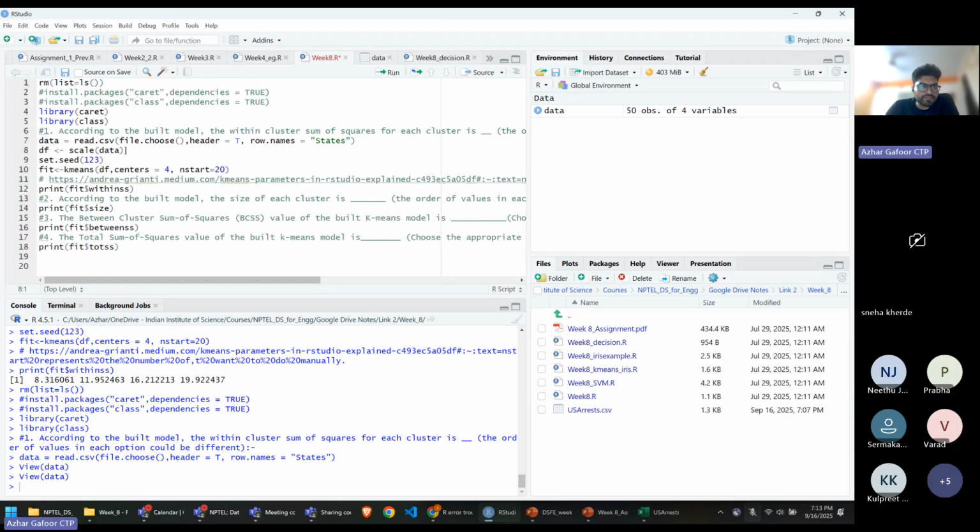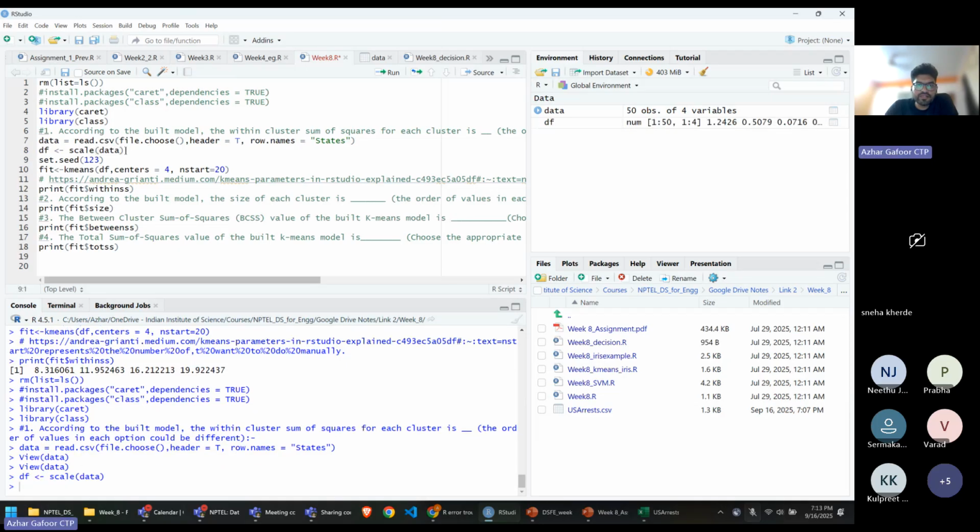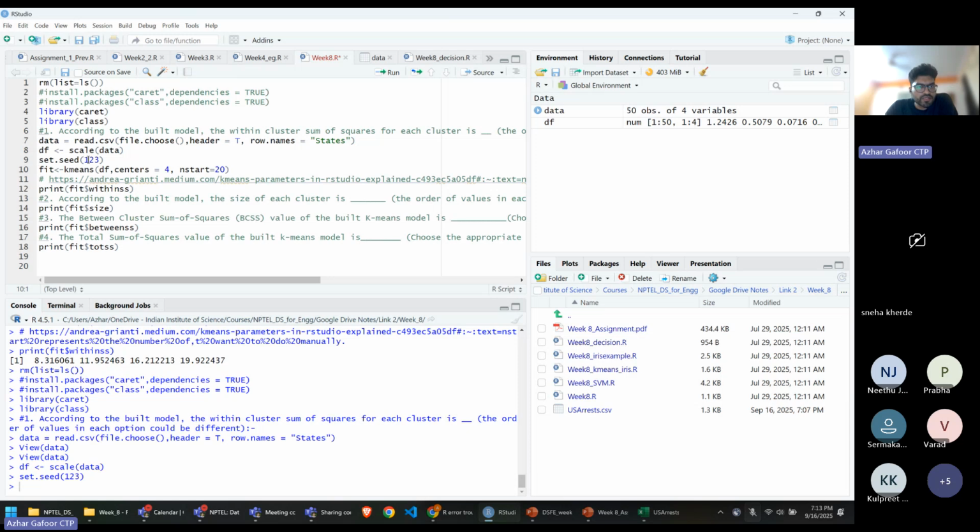And yeah. So first we will scale the data. Then we will set the seed. So seed we have to set as 1, 2, 3. Setting the seed is like we are initializing to some random location, so if we run this algorithm again, we will get the same answer.